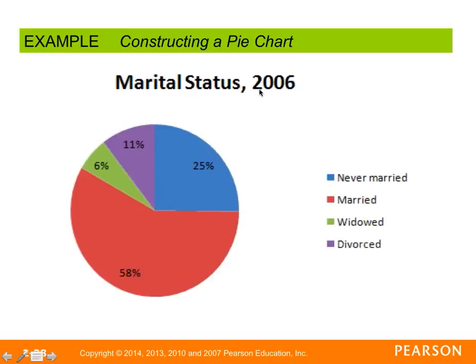So you can see we have marital status 2006. Each of these are labeled, so the blue is never married, the red is married, green is widowed, and purple is divorced. And then you'll see together they make up a whole pie. Okay, so we have 58% that are married, so that's more than half of our pie, 25% never married, and so on. It's always nice to put the actual labels here, these percentages. You can always add them if the chart doesn't come with them automatically. Again, this one looks like it was done in Excel, but you can also do this in StatCrunch, or if you have Minitab, you could use that.